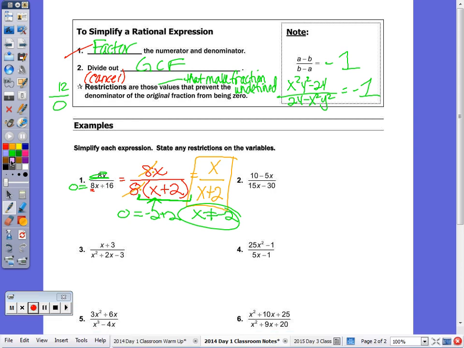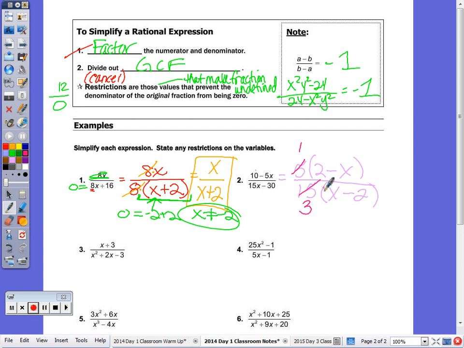Number 2. GCF for 10 and 5 is 5. So I factor out the 5, and it's going to be 5 times 2 is 10, and then minus x to get the 5x. Divided by, GCF for 15 and 30 is 15, so 15 times x minus 2. Now, we can reduce 5/15ths numerically to 1/3. 5 goes into 5 once, and into 15 3 times.